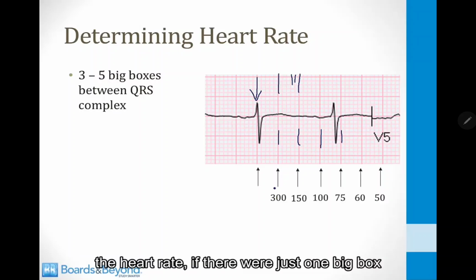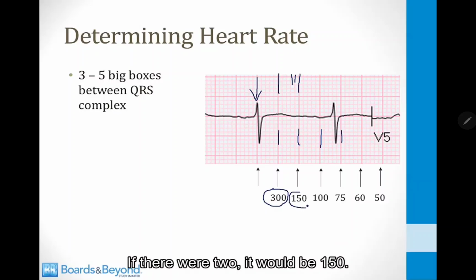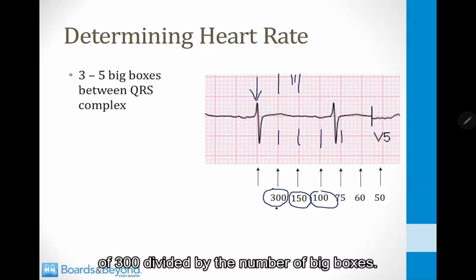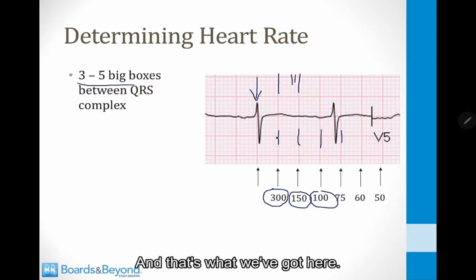If there were just 1 big box between the QRS complexes, the heart rate would be 300. If there were 2, it would be 150. If there were 3, it would be 100. Each additional big box represents a heart rate of 300 divided by the number of big boxes. So in other words, 3 to 5 big boxes between QRS complexes is a normal heart rate, a heart rate between 60 and 100. And that's what we've got here.